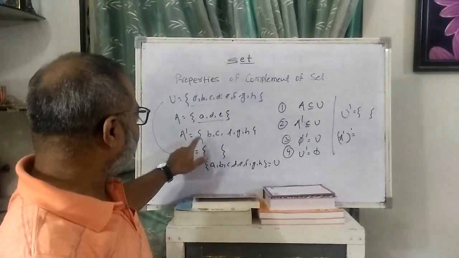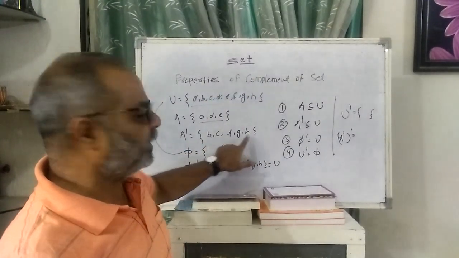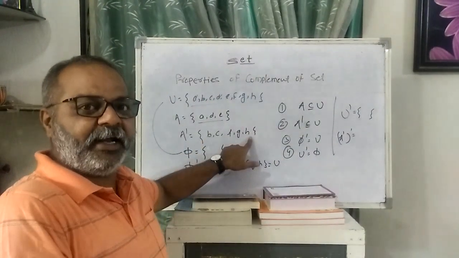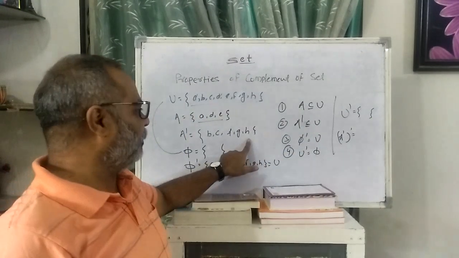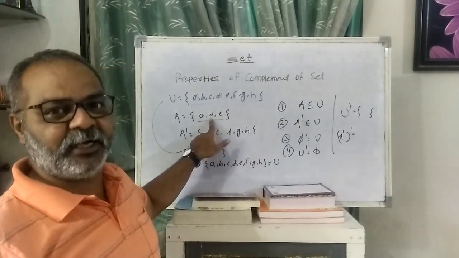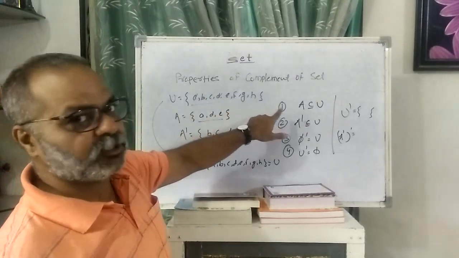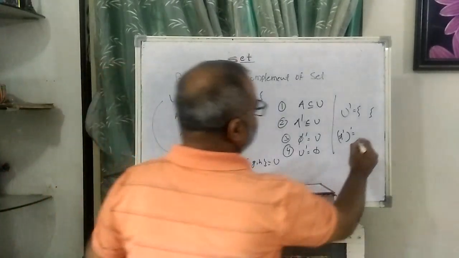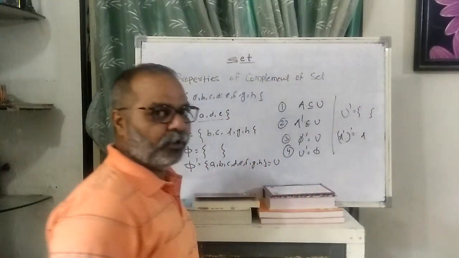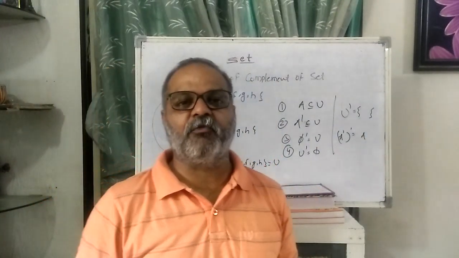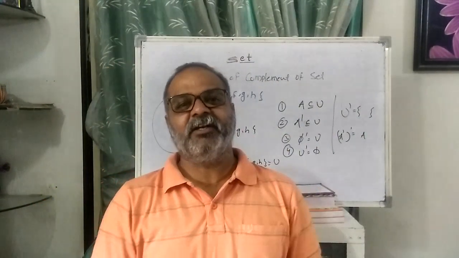A dash is we just find B, C, F, G, H. I just find another complement, A dash dash, the complement of the complement. It goes to the original set. So just removing B, C, F, G, H from U, what do we get? We just get E. So the complement of the complement of any set is that set only.